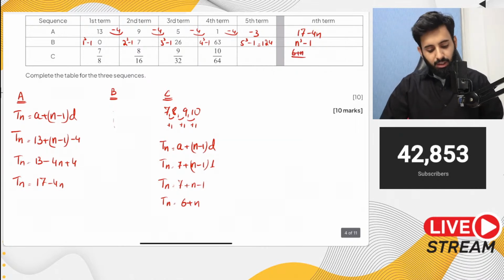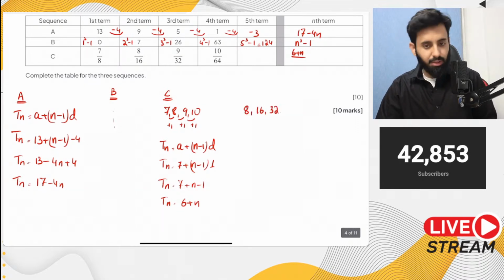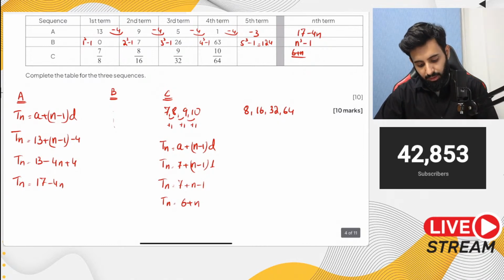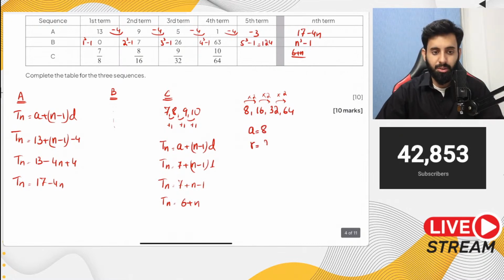Okay. Now let's talk about the denominator. Now in the denominator you have 8, 16, 32, 64. So you can see that this is a doubling sequence. How do you go from 8 to 16? You times by 2. How do you go from 16 to 32? You times by 2. How do you go from 32 to 64? You times by 2. So this is a geometric progression, where a is equal to 8 and we have a common ratio, which is equal to 2.